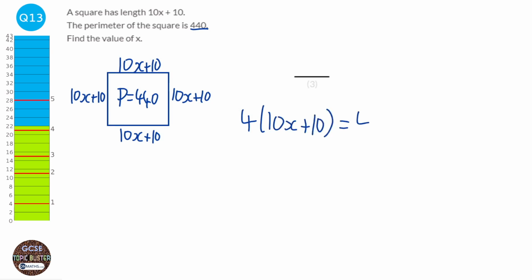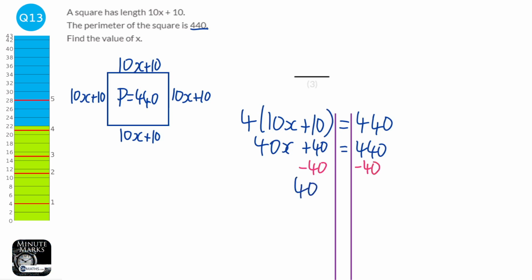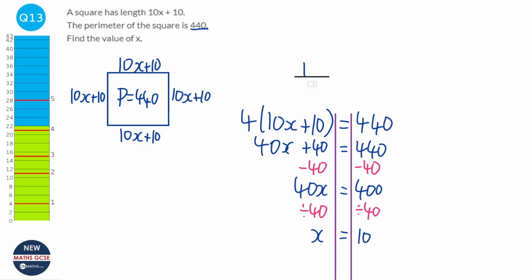But we also know that that is going to be 440, because we're told in the question that the perimeter is 440. So put our lines in, because we're going to solve, and we're just going to start by expanding the brackets. So that'll be 40x plus 40 equals 440. Then we're going to get rid of the plus 40 first, so take away 40 both sides. And so that would be 40x equals 400. And then we get rid of the 40 before the x, so we divide both sides by 40, and we've got x equals 10. So our answer is 10.